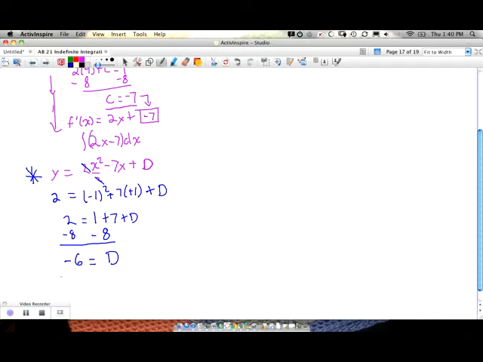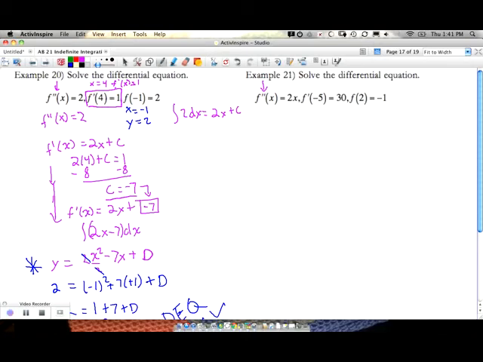So wait, we got to go back to my y equals equation. y equals, now it's going to be x squared minus 7x, but I got to use the d now, -6. Now it's done. Solved. DEQ. Differential equations solved. Check. Let's do another one.